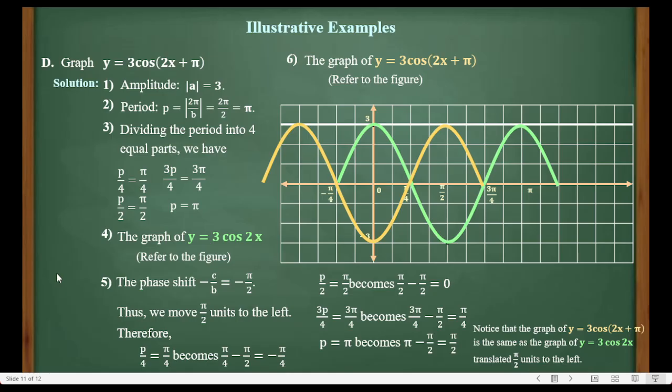So that is how we trace the graph of sine and cosine function having the horizontal translation, either left or right. Now, if you don't have any question, this is where we end the discussion and we will see you next time.